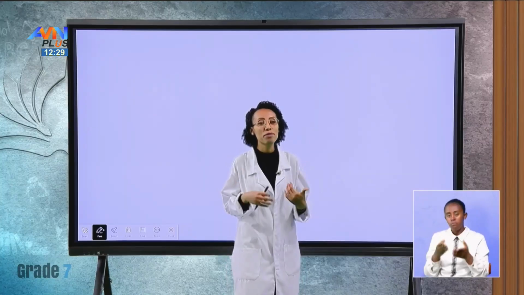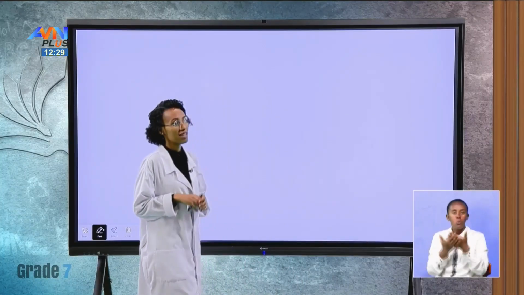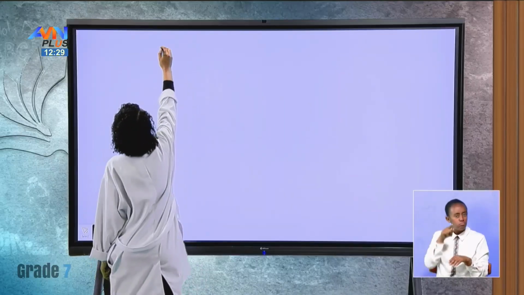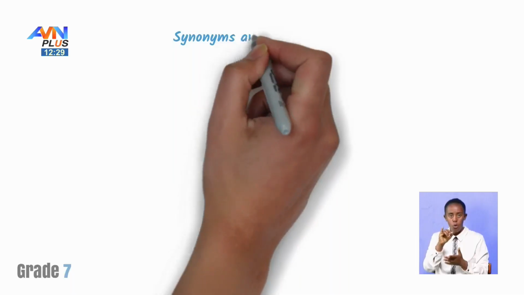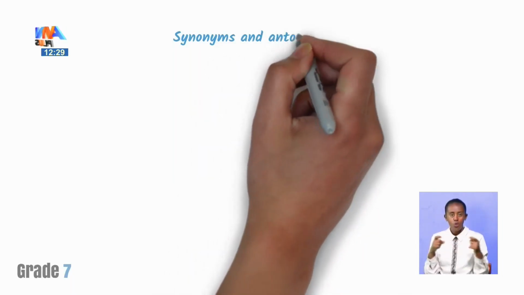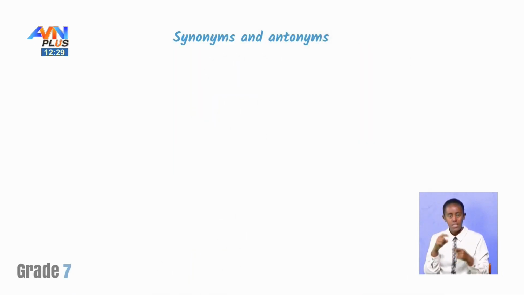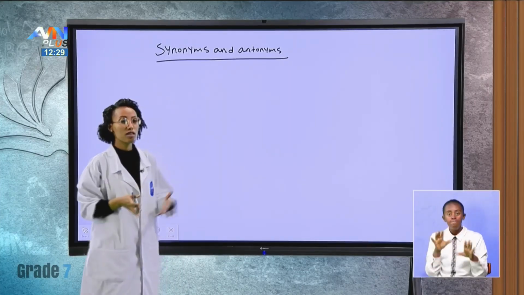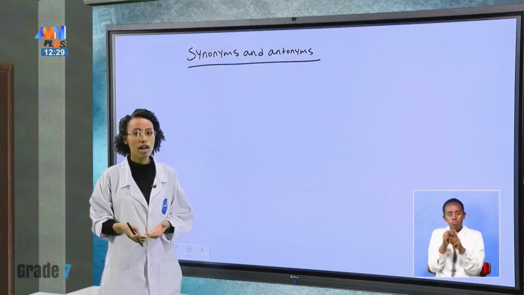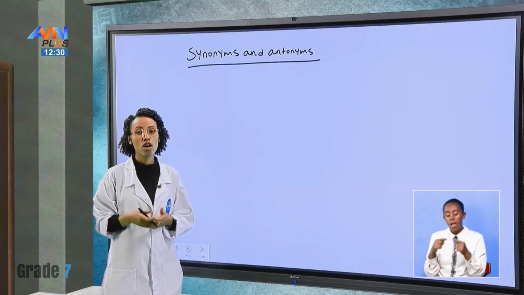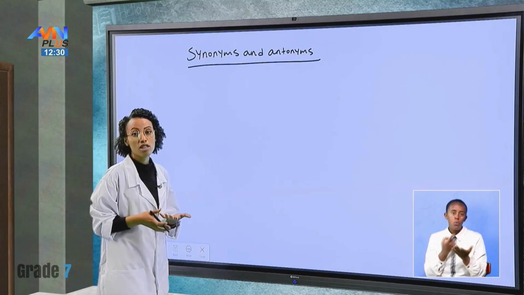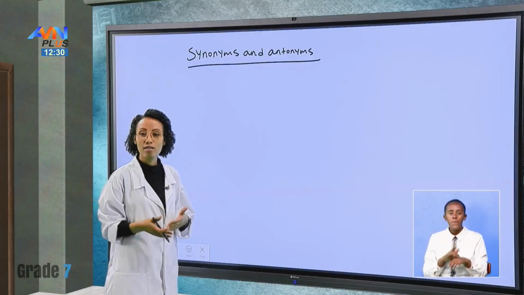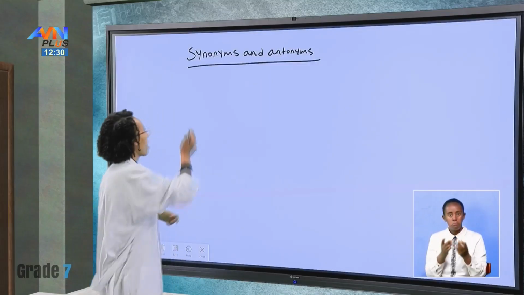Let us go to the previous lesson and talk about what we discussed last time. Last time, if you remember, we talked about synonyms and antonyms. So we said we use synonyms to talk about words that are similar, and we also said antonyms to talk about words that have different meanings. We also talked about the different types of synonyms and antonyms. Let us see a few of them.